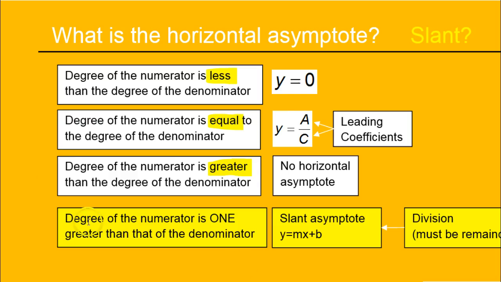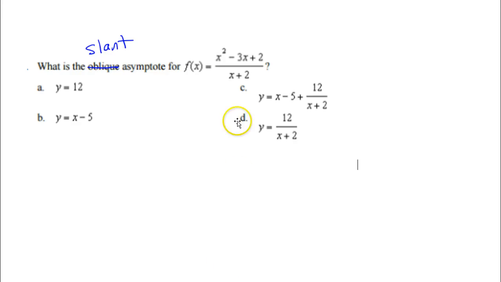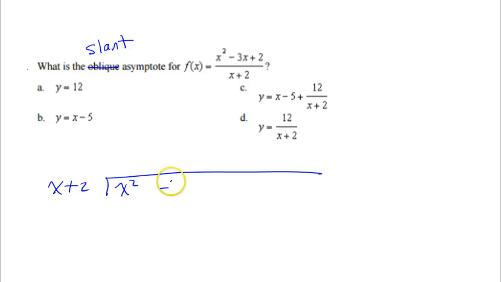First of all, it happens when the degree of the numerator is 1 greater than that of the denominator. So here we have degree 2 and degree 1. So this is 1 greater, so there should be a slant asymptote. You find it by doing long division. So we're going to do x plus 2, and we're going to divide that into your x squared minus 3x plus 2.